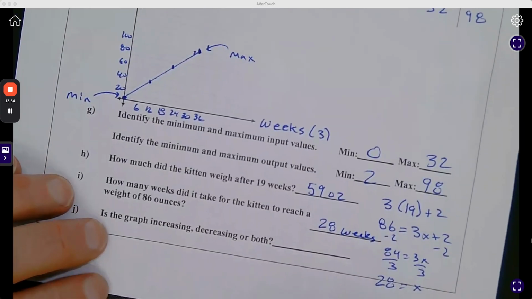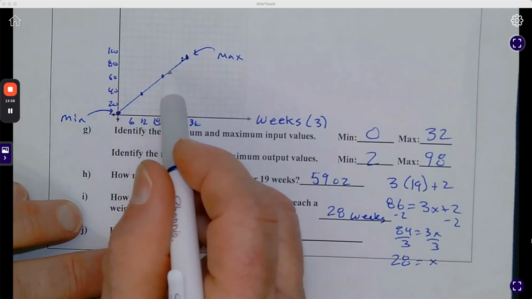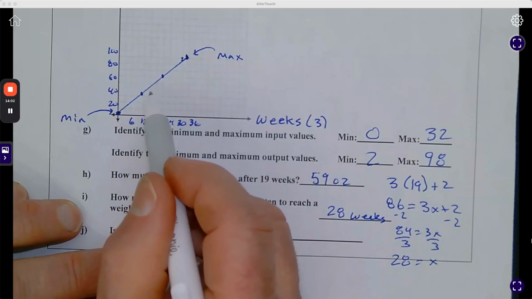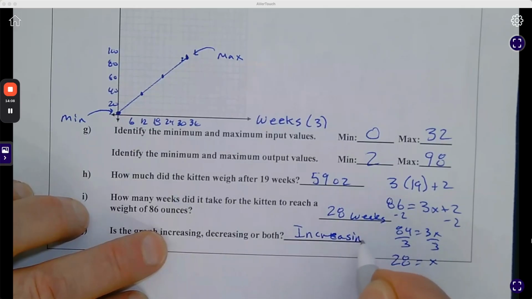Is the graph increasing or decreasing or both? Well, it's going up the entire time. Decreasing is when you go down from left to right. Increasing is when you go up from left to right. So this thing is always increasing.